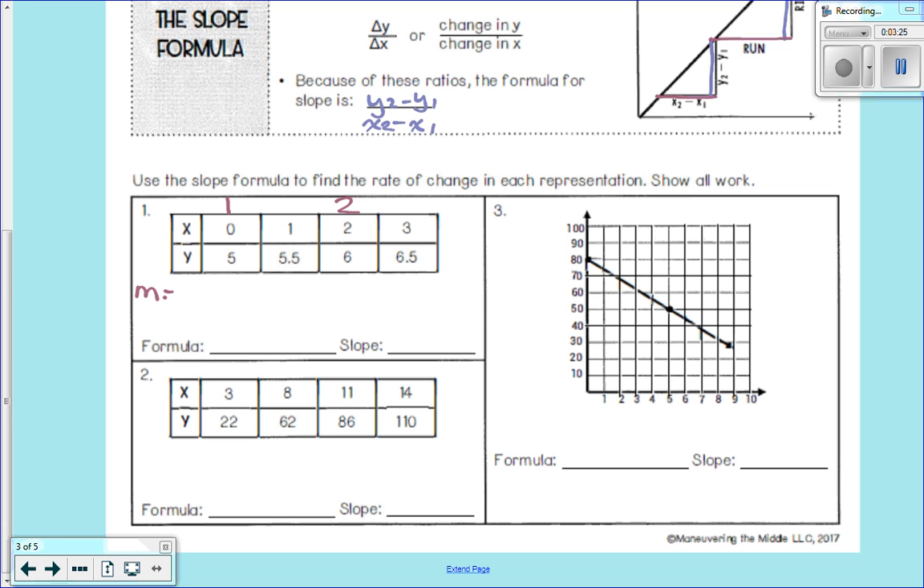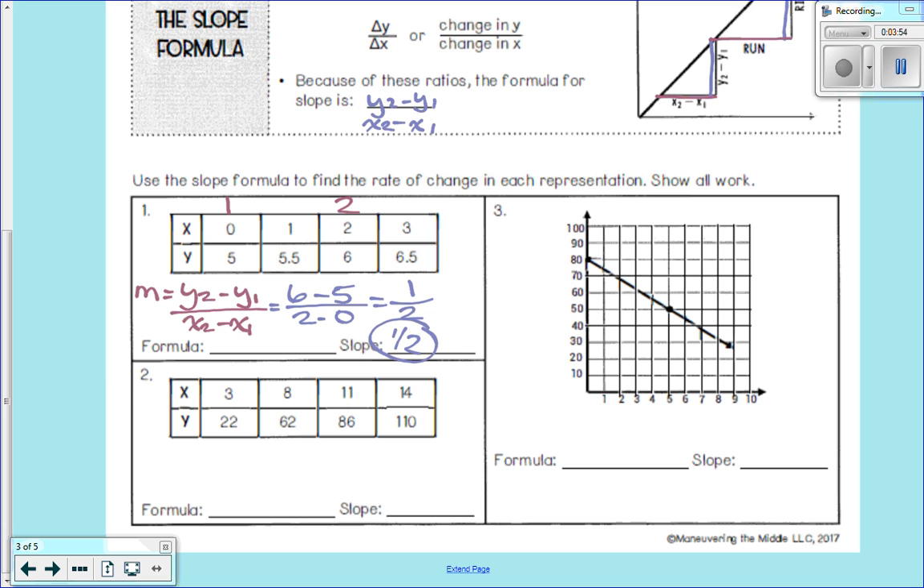So, start with your formula. Change in y over your change in x. Let's substitute this in. So our second y value is 6 minus 5 and 2 minus 0. 6 minus 5 is 1. 2 minus 0 is 2. So our slope is 1/2. M equals 1/2. All right.